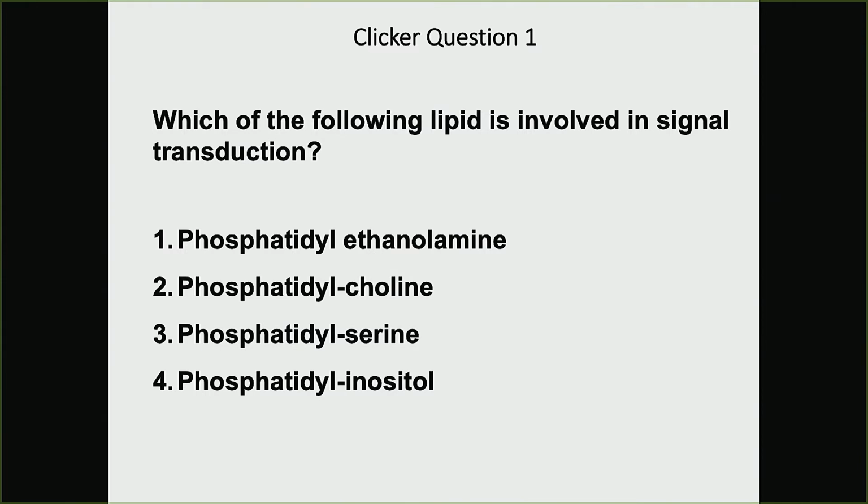Which of the following is involved in signal transduction? PE, PC, PS, and PI.